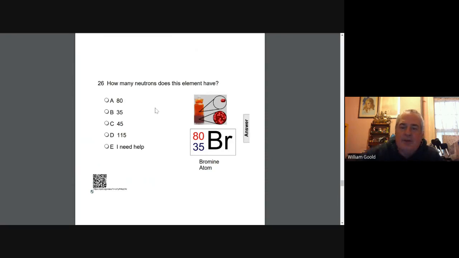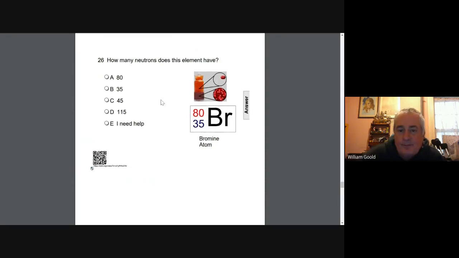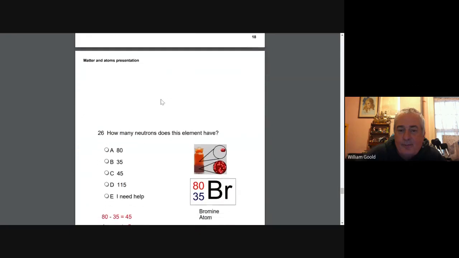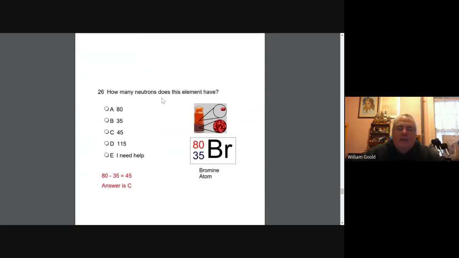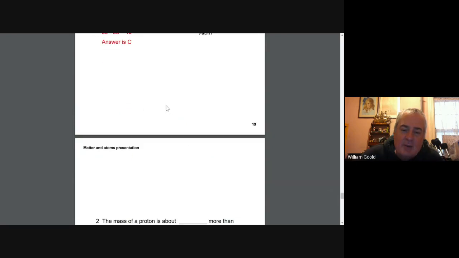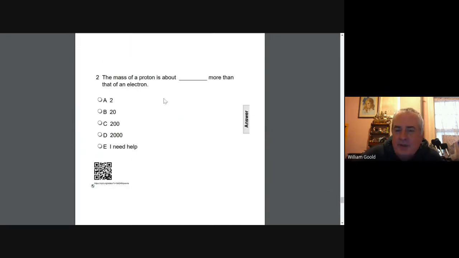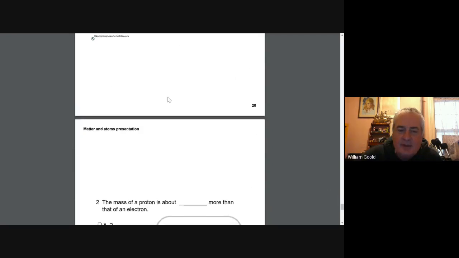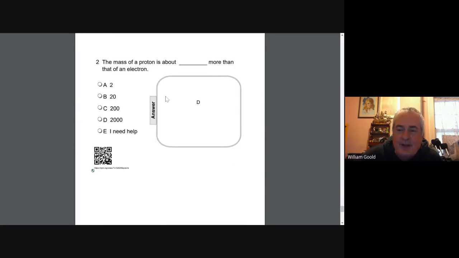All right, how many neutrons in bromine? Bromine, mass number of 80, atomic number 35. 80 minus 35 equals 45, so the answer is C. One last question real quick. The mass of a proton is about how much more than that of an electron? I mentioned this earlier, that the answer is around 2,000 times.